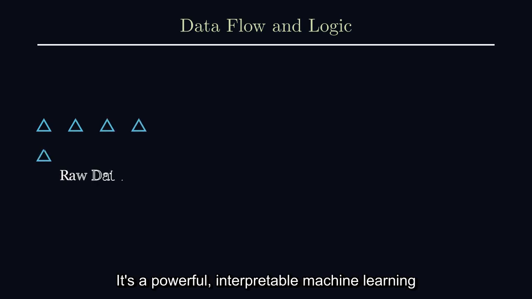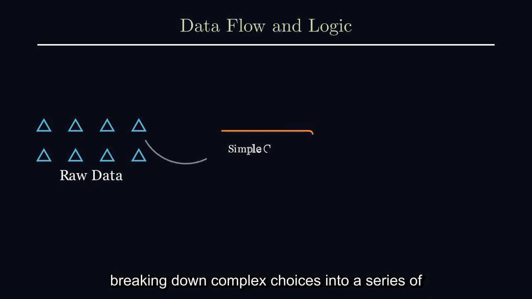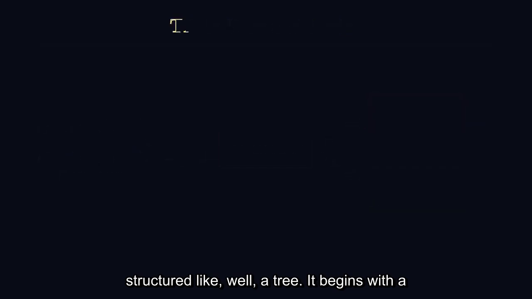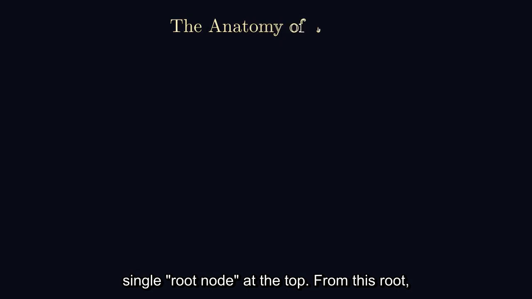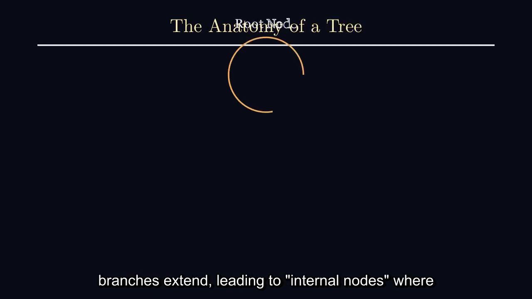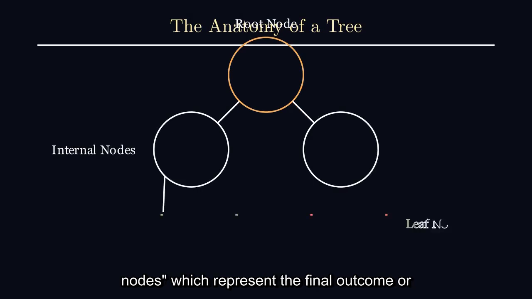It's a powerful, interpretable machine learning algorithm that mimics human decision-making by breaking down complex choices into a series of simpler ones. At its core, a decision tree is structured like, well, a tree. It begins with a single root node at the top. From this root, branches extend, leading to internal nodes, where further decisions are made, and eventually to leaf nodes, which represent the final outcome or prediction.